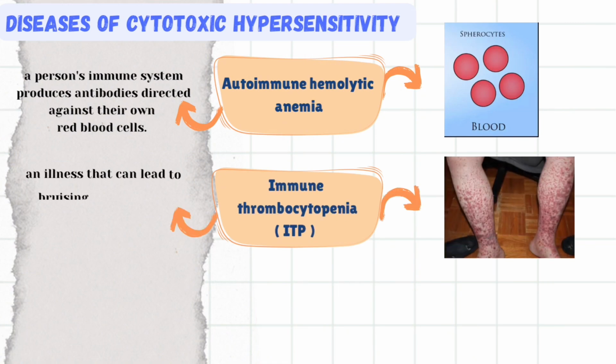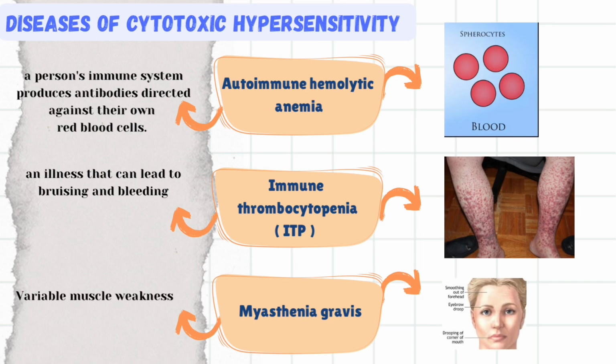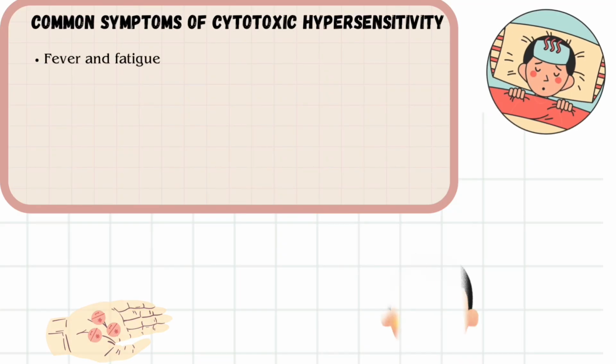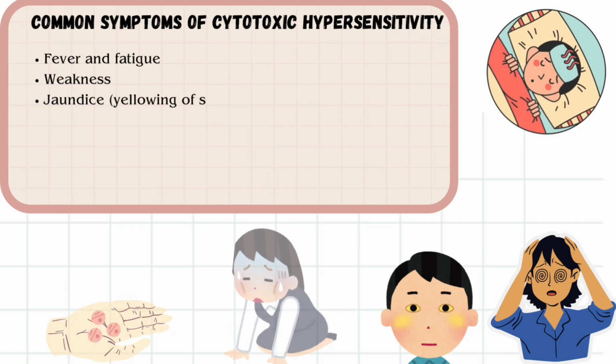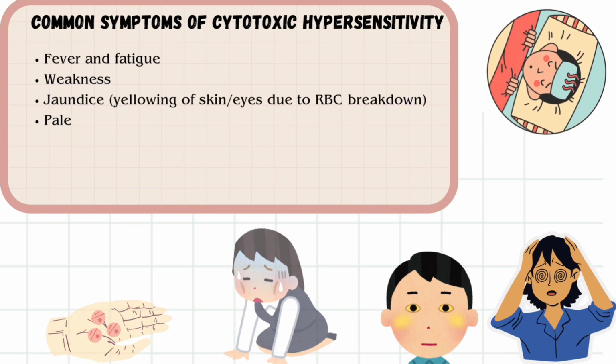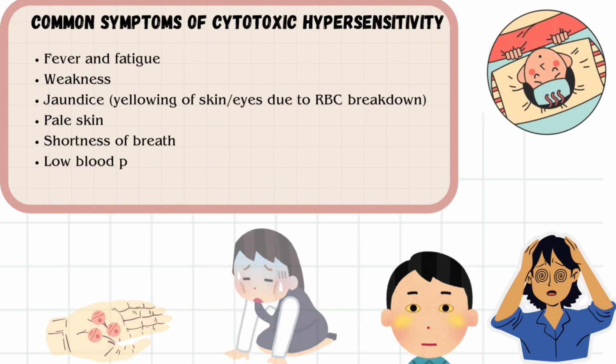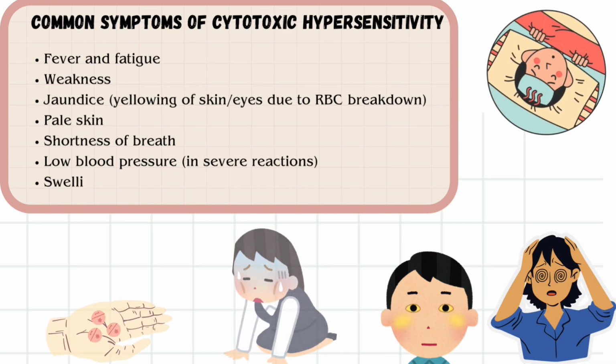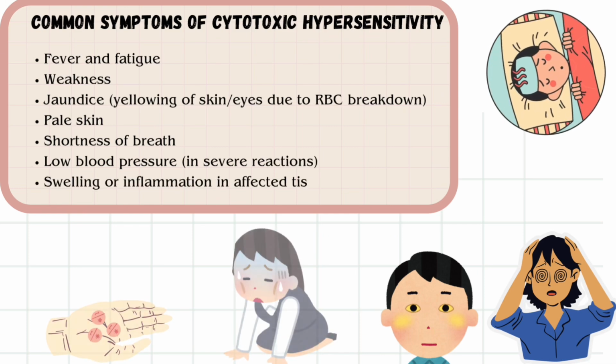Next, immune thrombocytopenia, an illness that can lead to bruising and bleeding. The last one is myasthenia gravis. It causes variable muscle weakness and affects the eyes, face, and swallowing. The common symptoms of these diseases are fever and fatigue, weakness, jaundice, pale skin, shortness of breath, low blood pressure in severe reactions, and swelling or inflammation in affected tissues.